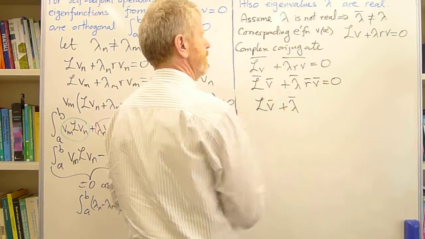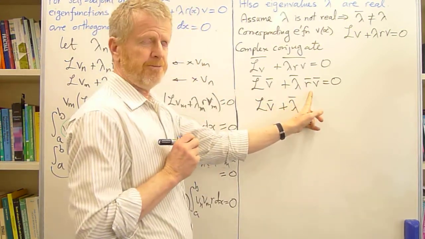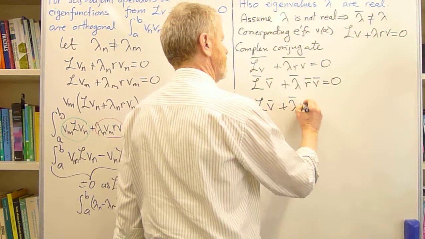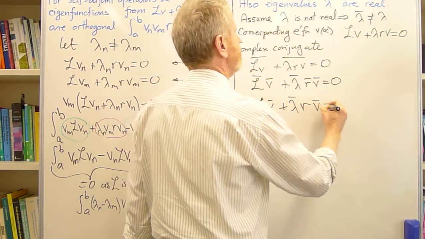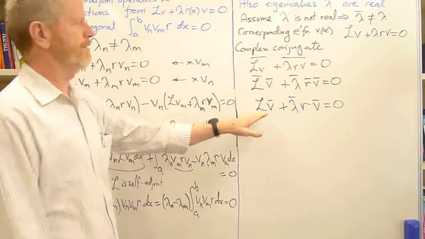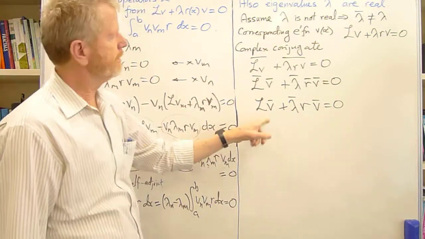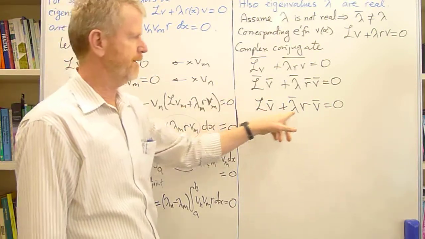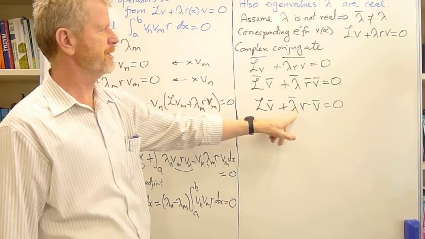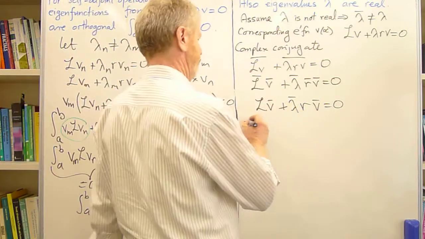The eigenvalue is lambda bar. R is also real. It's one of the specifications, so R bar is R. So we know that equation is satisfied. What does that tell us? Well, it tells us that V bar is an eigenfunction corresponding to eigenvalue lambda bar.